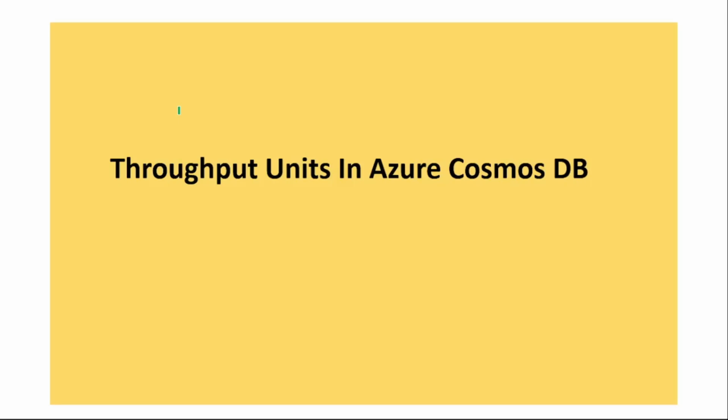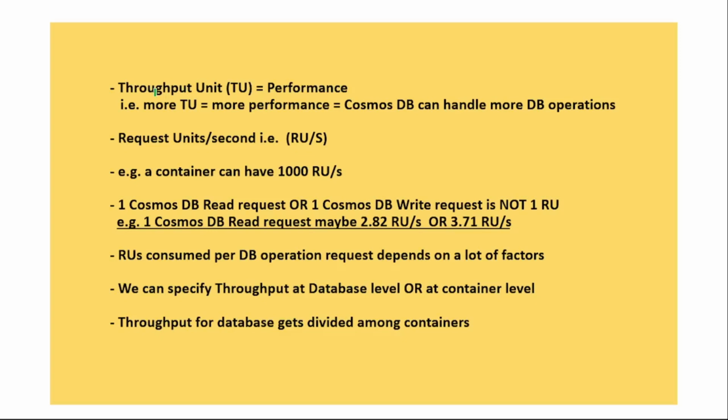Hello guys, in this video, let's discuss throughput units in Azure Cosmos DB. So, throughput unit, it means TU, it means performance. That means more TU, more performance. That is, Cosmos DB can handle more DB operations. And the unit of throughput is request units per second, that is RU per second.